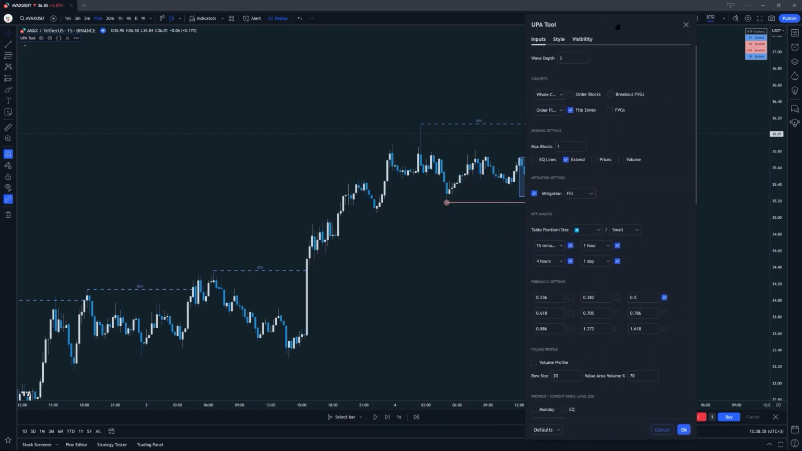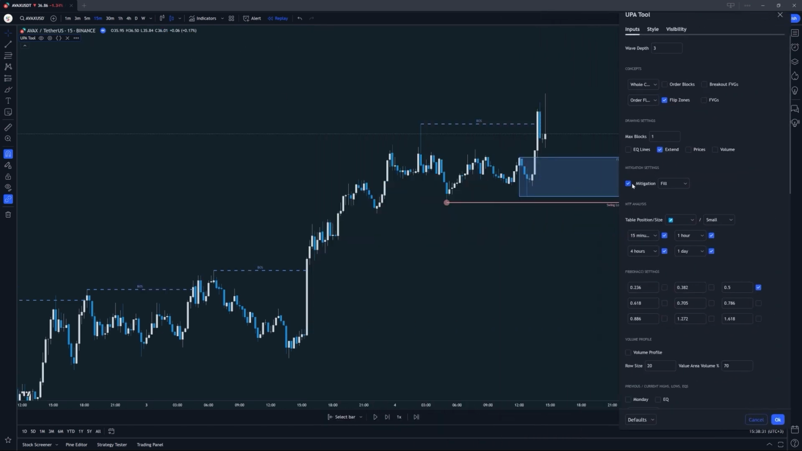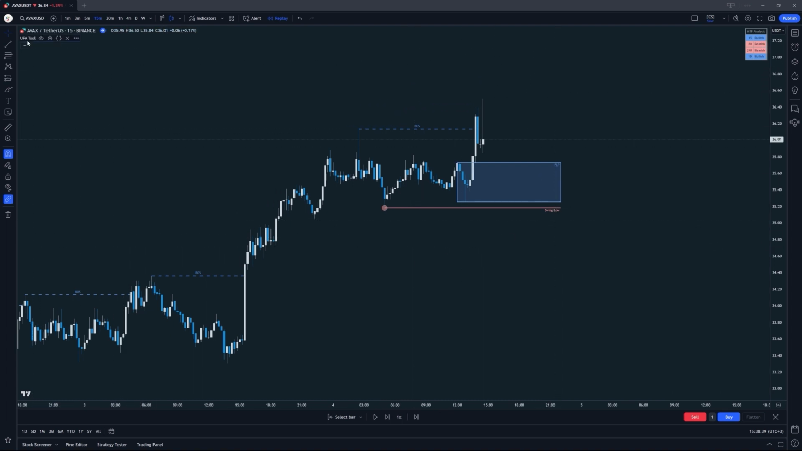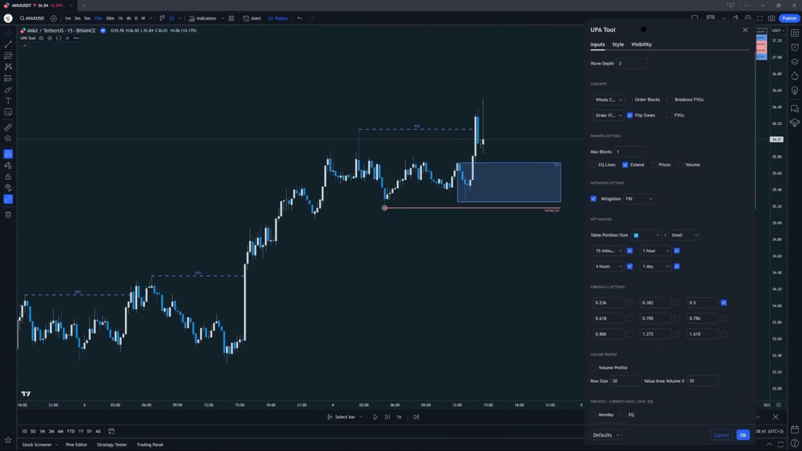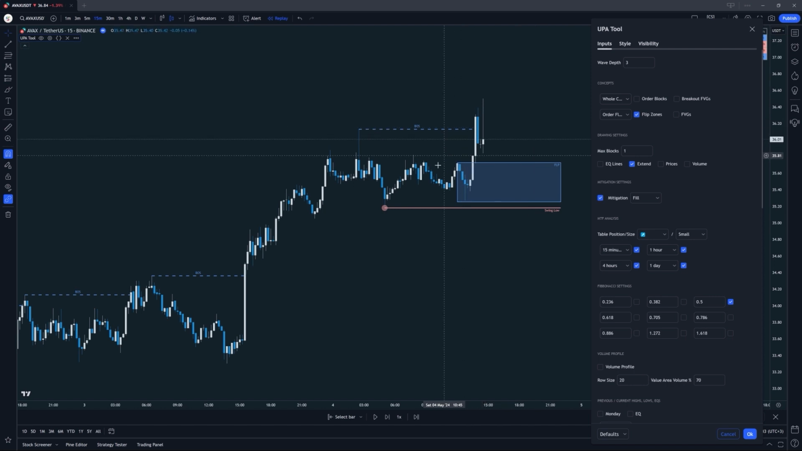Now let's move on to the next section. There is a mitigation section. Mitigation determines whether the block will disappear or not when the price gets there after the concepts are formed. Currently, fill is selected as standard. Fill means that the entire price must cross this zone.